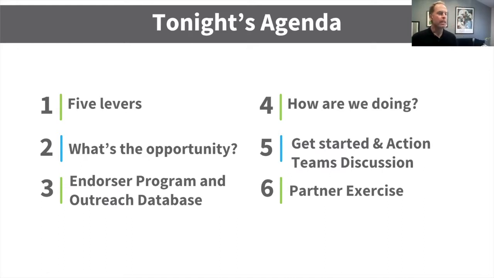Number 4 on the agenda, how are we doing? How many endorsements have we secured so far and of what kinds? Number 5, we'll talk about how you can get started using the endorsement program. Go out and contact community leaders in your vicinity and secure endorsements from them. And then number 6, at the very end, we'll have a partner exercise. We'll go into breakout rooms and you can actually get started with your very first endorsement.